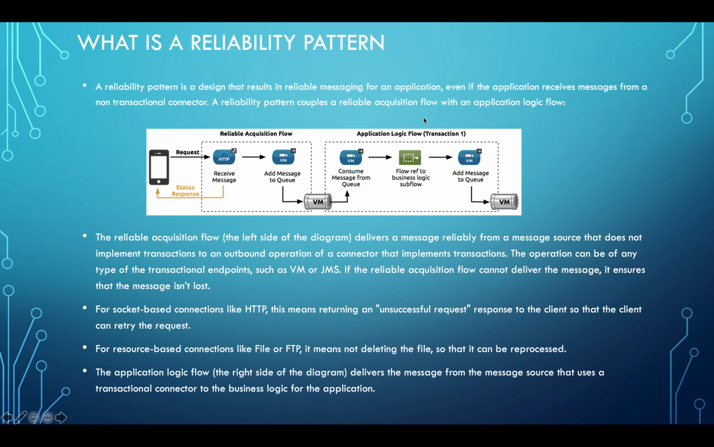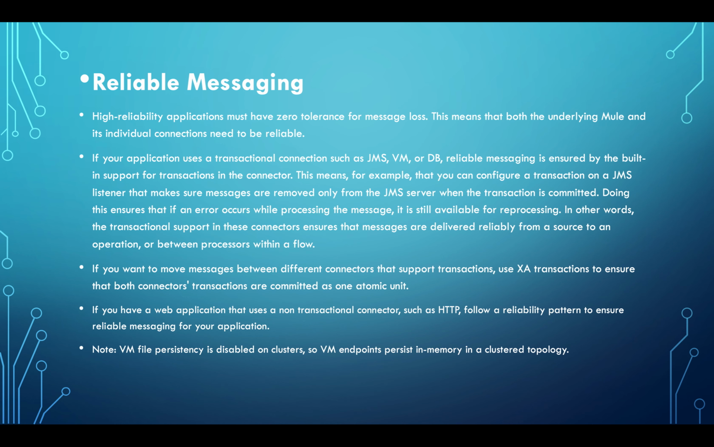In the second layer, the application logic, you can have your transactional connectors to the business logic for the application. It will maintain the overall integrity and consistency of the data as well. It will also make sure your message is not getting lost due to any infra or other issues. So, reliable messaging: a reliable messaging application must have zero tolerance for message loss. This means that both the underlying Mule and its individual connections need to be reliable.